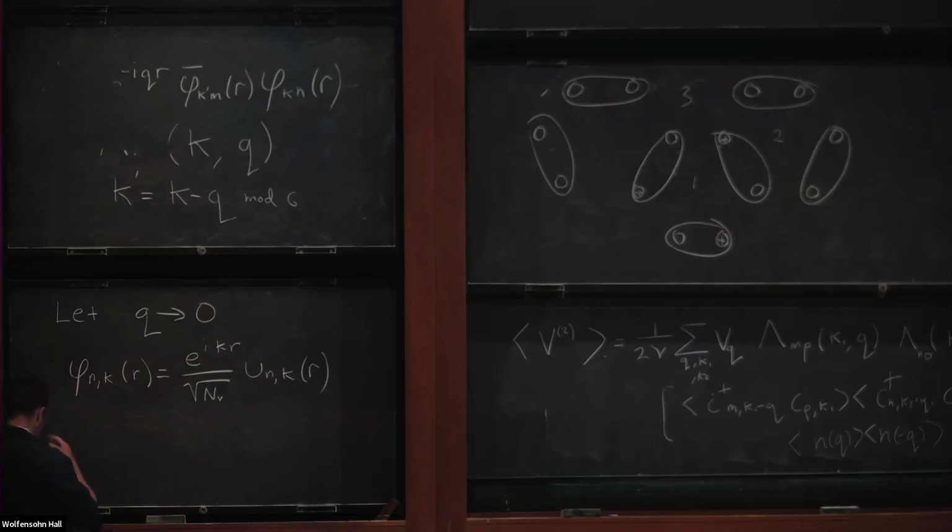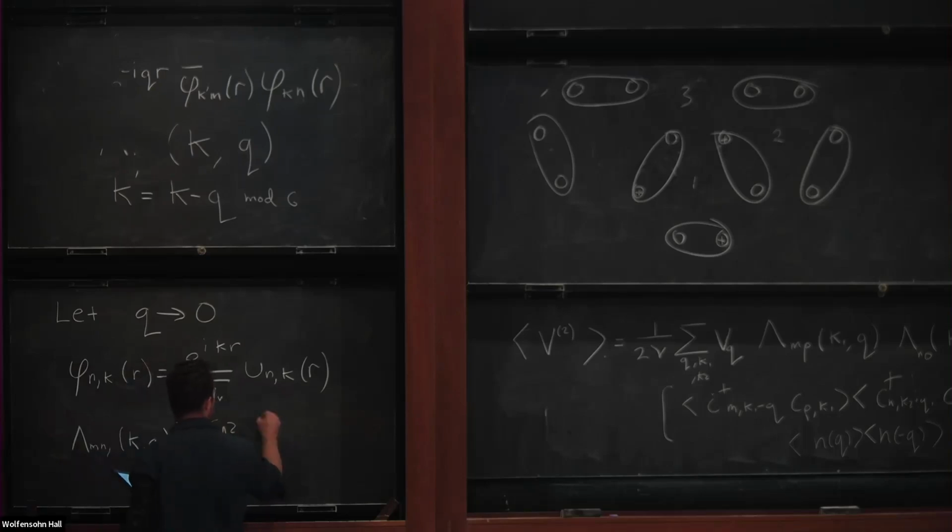So when we then go to compute the form factor, because k and k prime differ by q, when we strip out this part of the exponential, it ends up having a really simple form in terms of the u. What you actually get is that lambda_mn(k,q) can be written in terms of the Bloch wave functions as u-bar_{m,k-q}(r) times u_{n,k}(r).